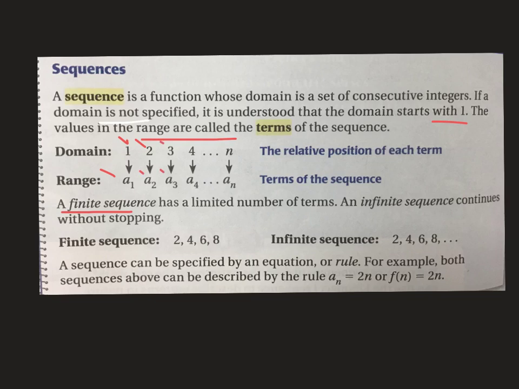A finite sequence has a limited number of terms. An infinite sequence has an infinite number of terms, or it continues without stopping. So a finite sequence example might be 2, 4, 6, 8. Infinite will be 2, 4, 6, 8, dot, dot, dot, which means it goes forever.